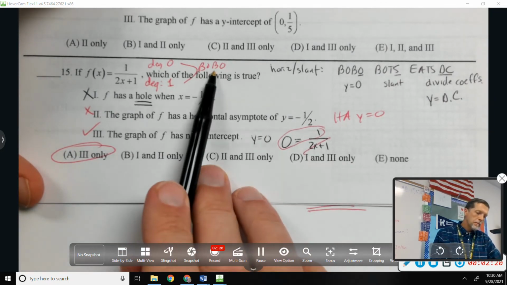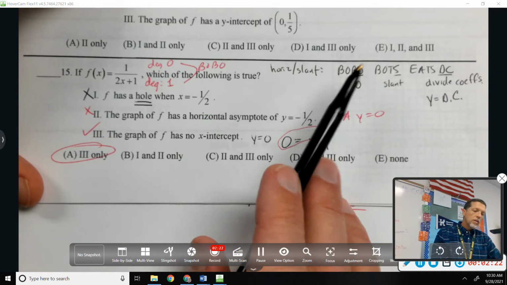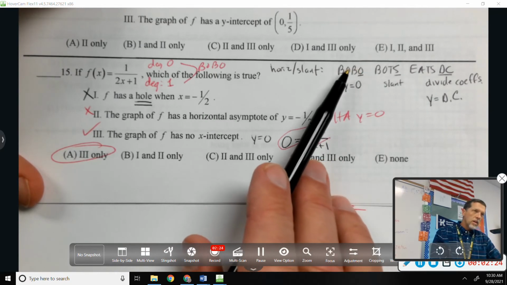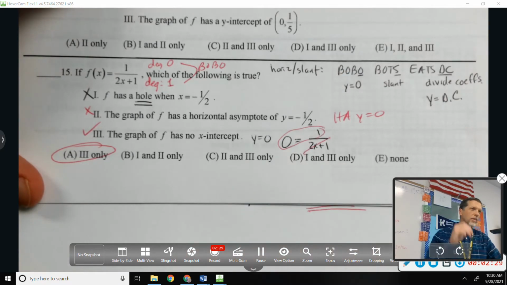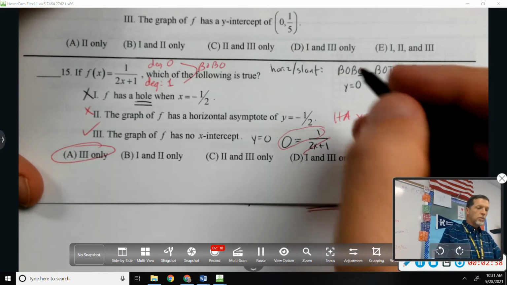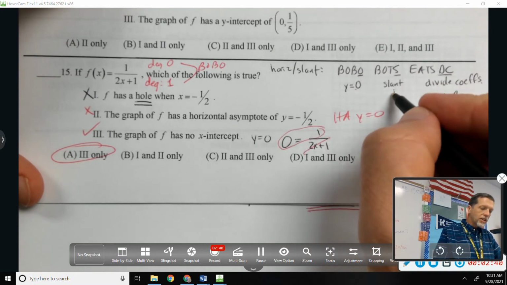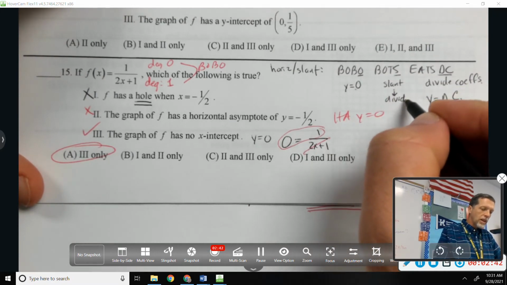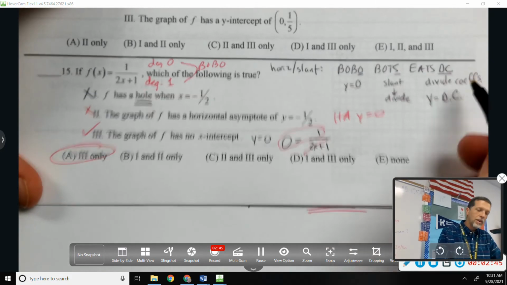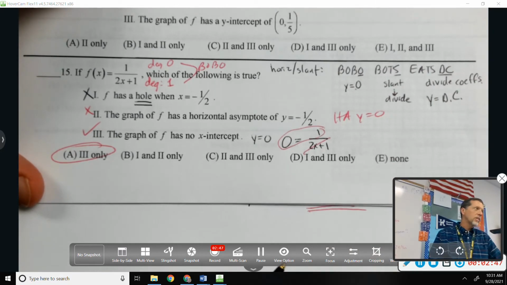I thought you had to plug into something. Which one do you have to plug into the original equation? For a hole, you have to plug in. Once you cancel the factors that cancel, you plug that into what's left to get the y-coordinate of the hole. That might be what you're thinking about. Because Bobo is always 0. Bots, you have to divide, so that's a little bit longer. That's a pain. Eats DC is not too bad because you just divide the coefficients. Is there like a boss example on there?